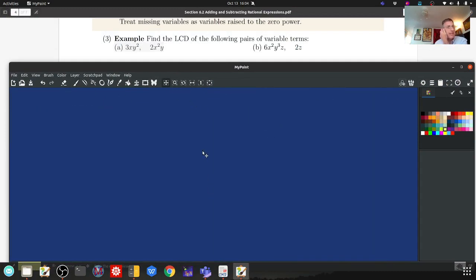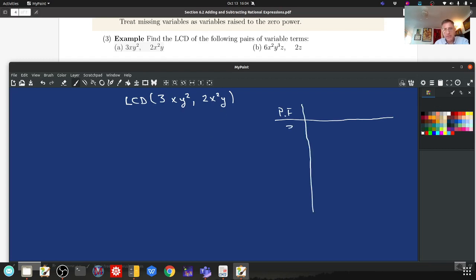So we want to find the LCD, and when they're rational expressions like this, it's really easy. We don't have to make a table. The LCD of 3xy squared times 2x squared y. Well, the prime factors: I have a 3, I have a 2, I have an x, and I have a y.